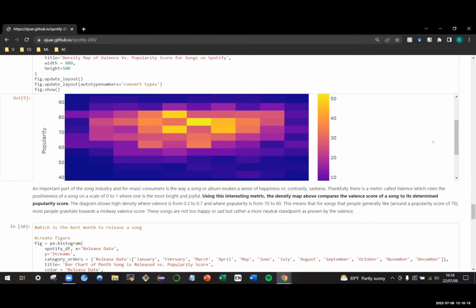The diagram shows a high density where the valence is from 0.3 to 0.7, and where the popularity is from 70 to 80. This means that for songs that people generally like, around a popularity score of 70, more people gravitate towards a midway valence score. These songs are not too happy or sad, but rather a more neutral standpoint, as proven by its valence.